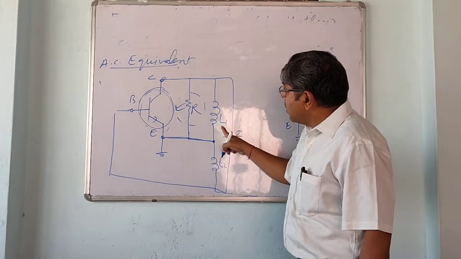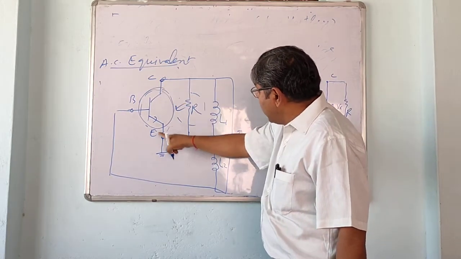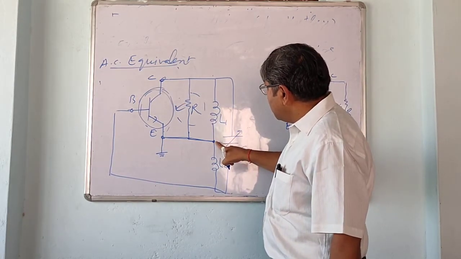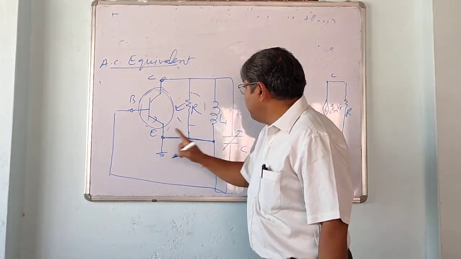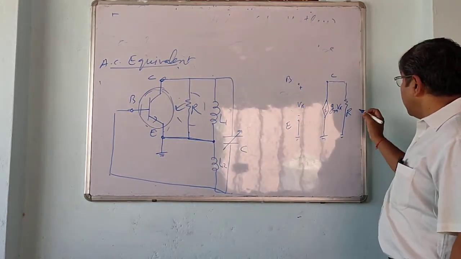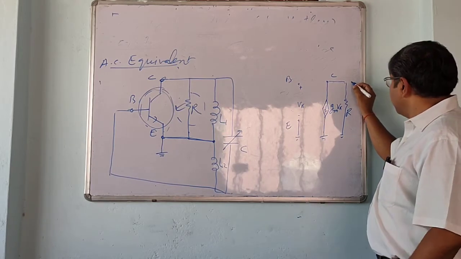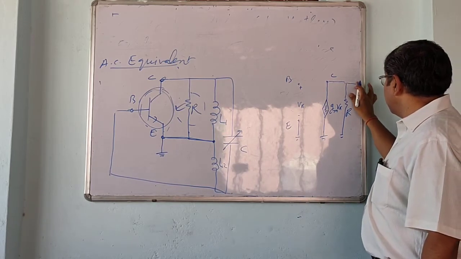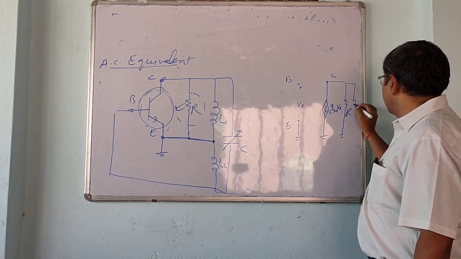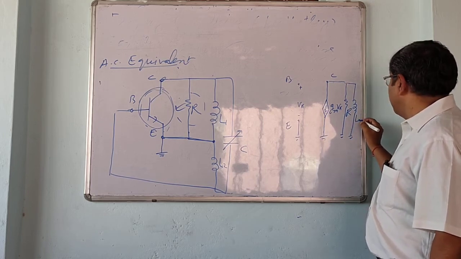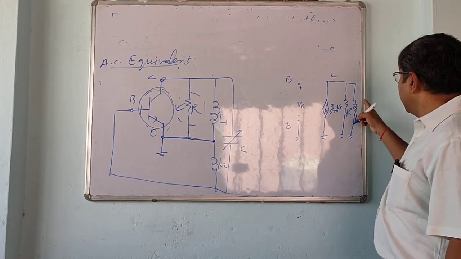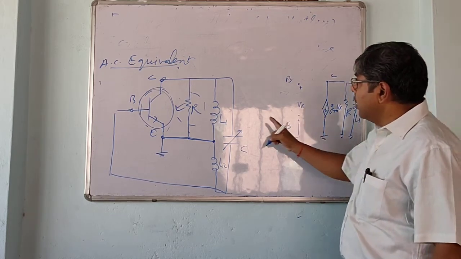Inductor L1 is connected between collector and emitter, and another inductor is connected between base and emitter. So one inductor is here between collector and emitter. This is L1, which is connected between collector and emitter.